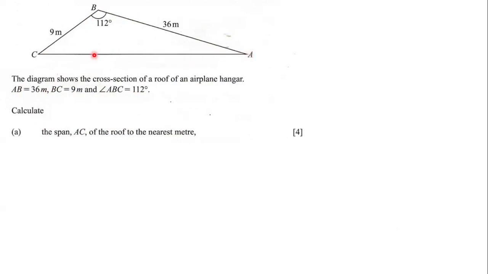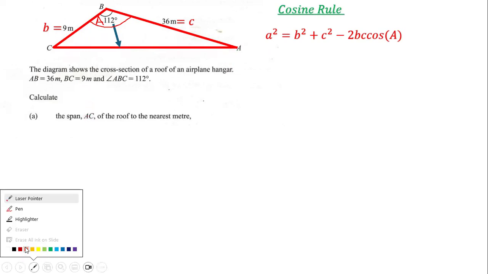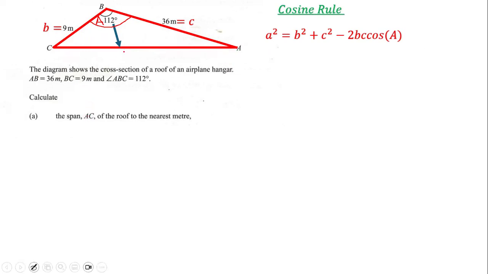So that's the missing side of this triangle, and they want us to determine the length of this missing side. Let's label this triangle. We're going to call this missing side AC, small a. All right, so let's call that missing side small a. And so small a is the missing side.